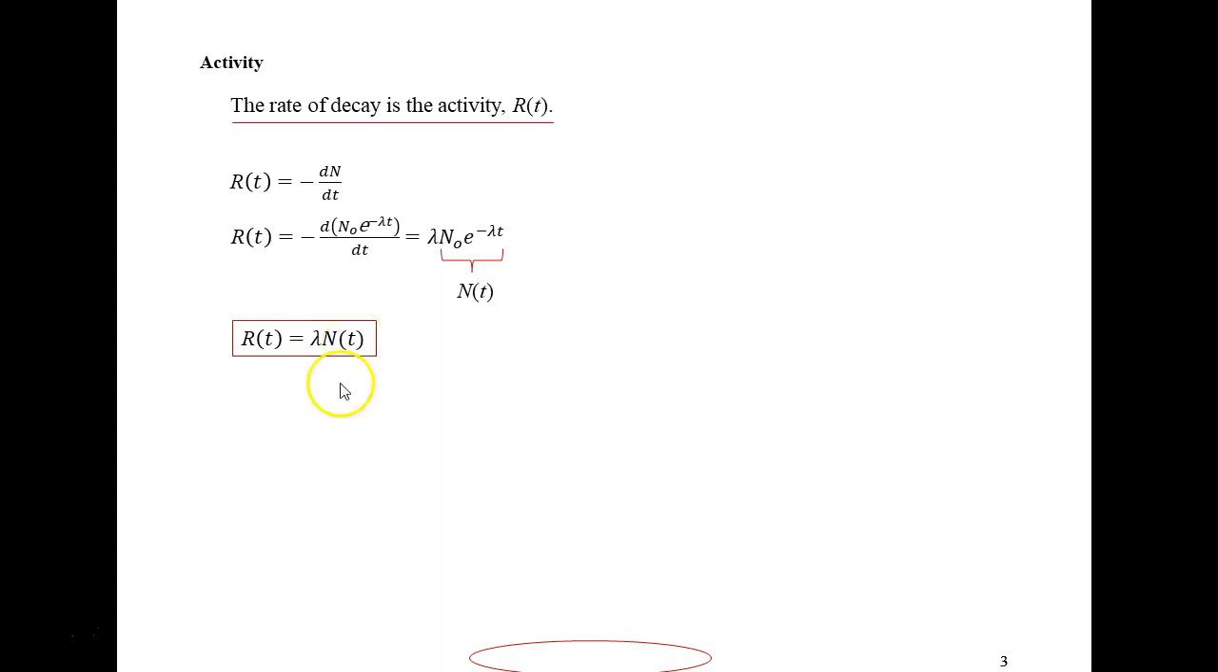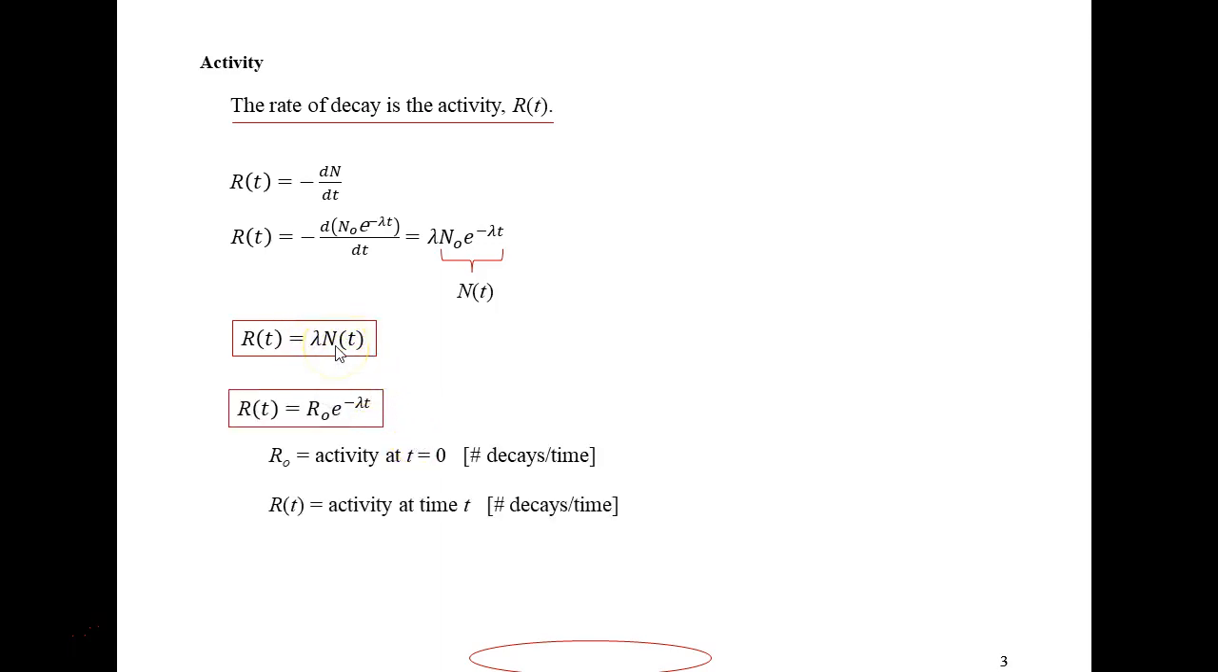So if t equals 0, R naught is lambda N naught. If t is some other time, I can find the activity at that time by taking lambda times the population at that time. And then if I stick in the exponential function for N, I'm going to get R equals lambda N naught e to the minus lambda t. I'm just going to call lambda times N naught R naught, the initial activity. So I get that this exponential function, the activity at some time t, is the initial activity times e to the minus lambda t.